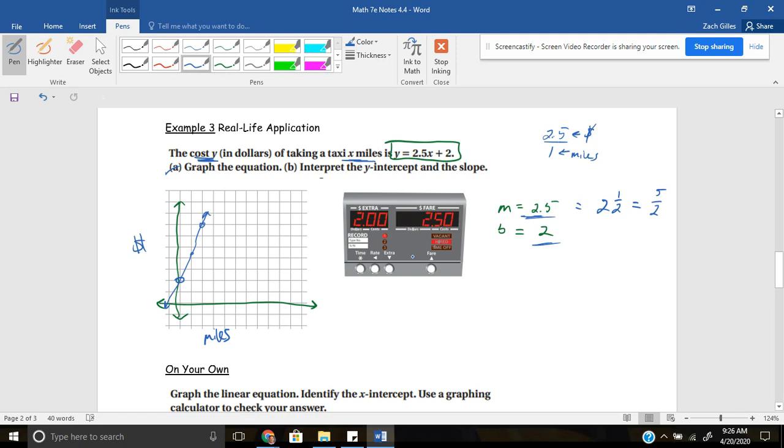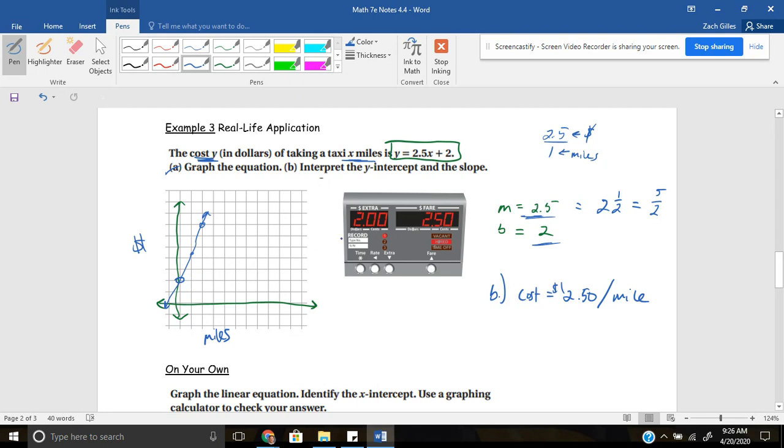Okay, so for letter B, the cost is $2.50 per mile. That's what this means. It's $2.50 for each mile that you go. You go up $2.50 over 1.